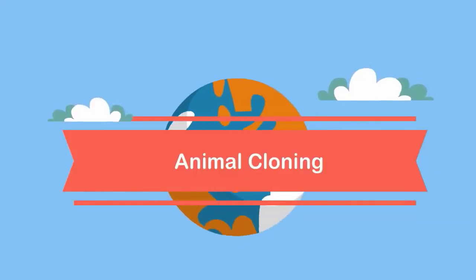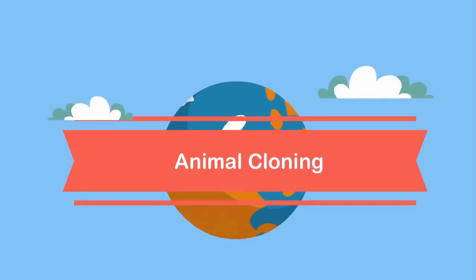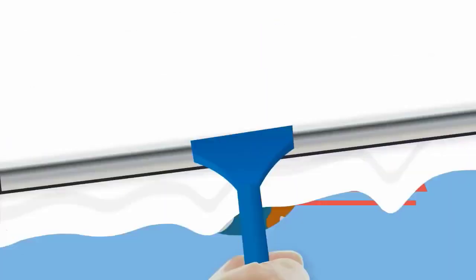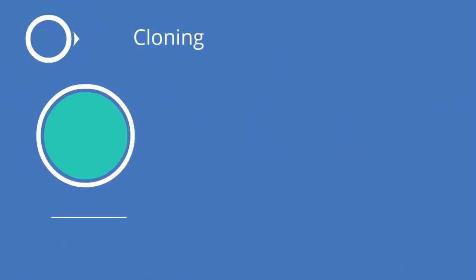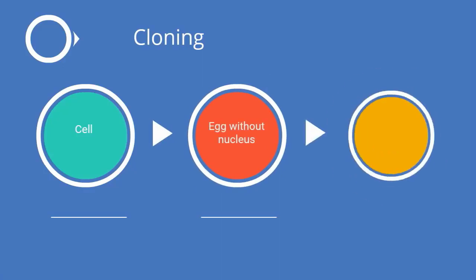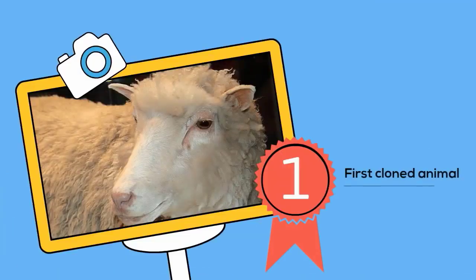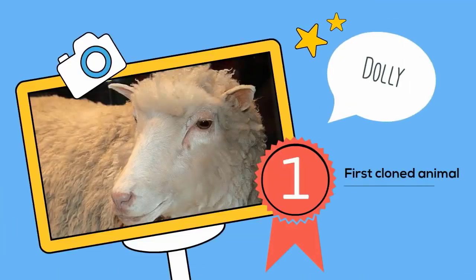In this video, I'd like to talk about animal cloning, how they clone Dolly the sheep. Basically, in order to clone another animal, you take a cell from one, then you take an egg without a nucleus, and then basically you get an offspring. But it's a little bit more involved. Dolly was the first animal that was cloned, and Dolly was cloned almost 20 years ago.